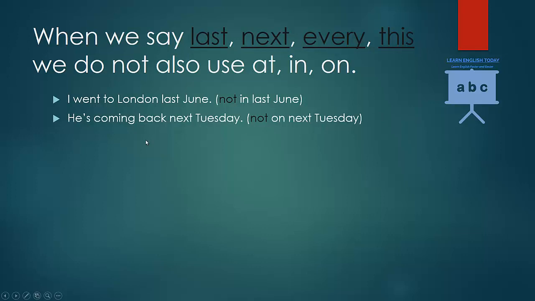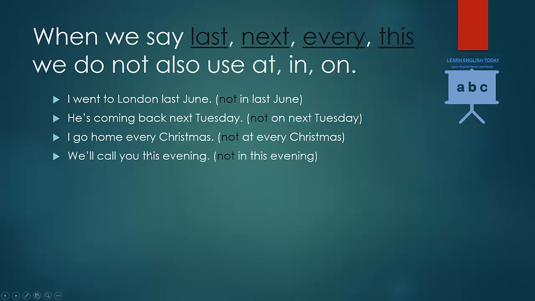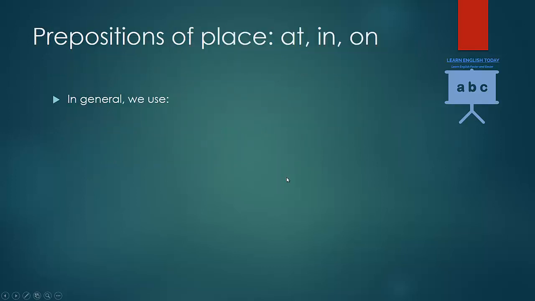The next example, I go home every Christmas. Every, not at every Christmas. And the next one, we will call you this evening, not in this evening, because here we have this. So when we have these four words, last, next, every, and this, we don't use prepositions of time, at, in, on, in the sentences. Good.